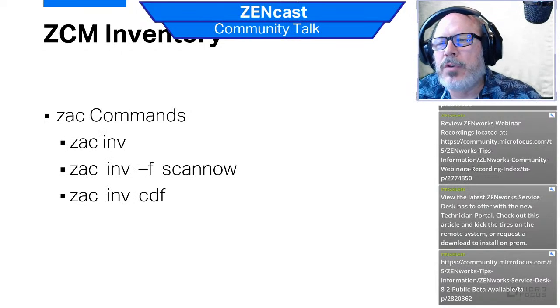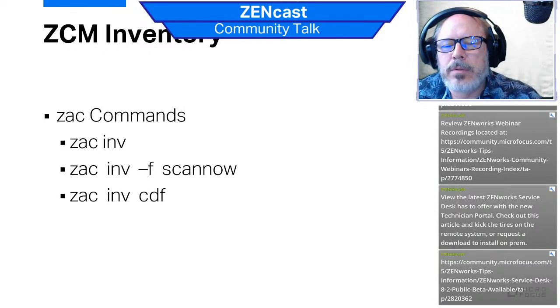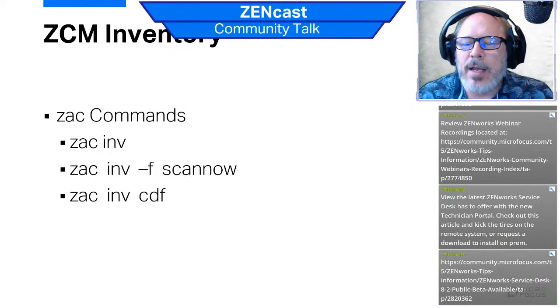So for ZCM inventory, we have some ZAC commands. And you have ZAC INV, which is just do my delta. You have a ZAC INV -F scan now, which is force a scan now and start with a brand new scan. Not a delta, but give me a full scan. And then ZAC INV CDF, which is the collection data form. So these are kind of handy to have.